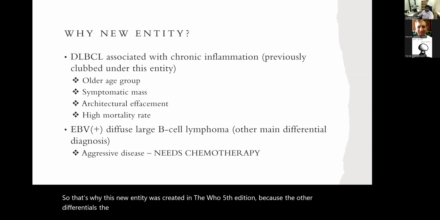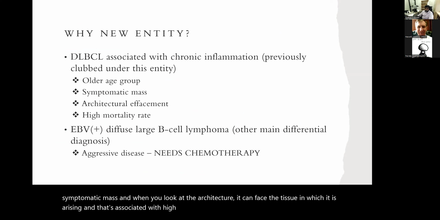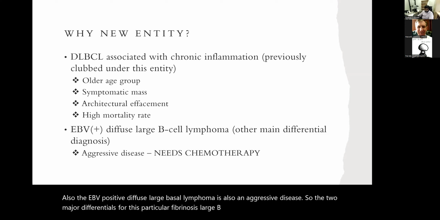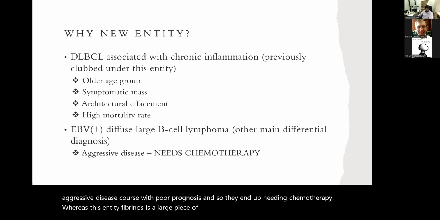with chronic inflammation that is usually seen in an older group, causes a symptomatic mass. And when you look at the architecture, it can efface the tissue in which it is arising, and that's associated with high mortality rate. Also, the EBV positive diffuse large B-cell lymphoma is also an aggressive disease. So the two major differentials for this particular fibrin-associated large B-cell lymphoma both have a very aggressive disease course with poor prognosis, and so they end up needing chemotherapy, whereas this entity, fibrin-associated large B-cell lymphoma, does not need them.